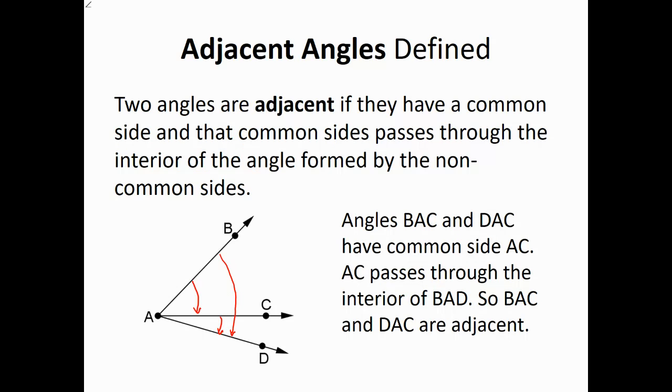Another way to think about this is that you have adjacent angles when, yes, you have a common side, and then one angle is, as it were, on one side of that shared side, and the other angle is on the other side of that shared side.